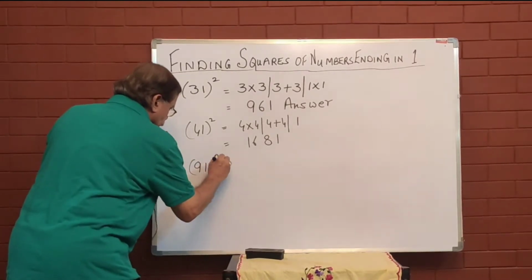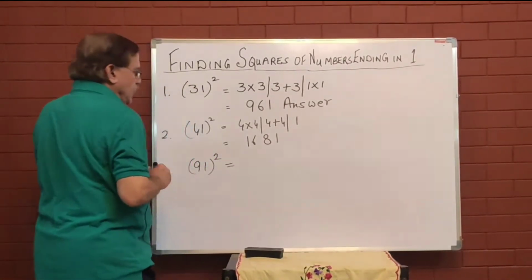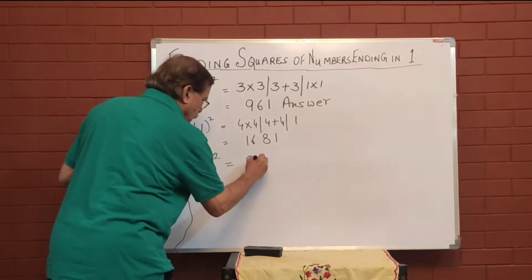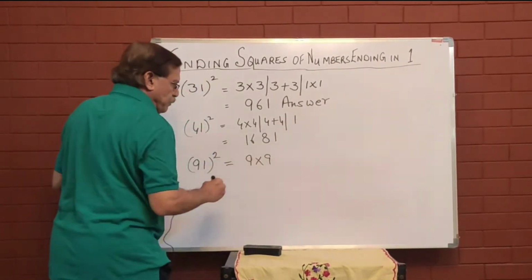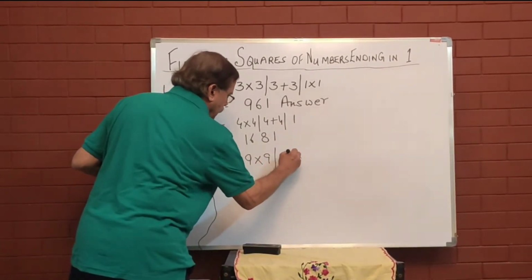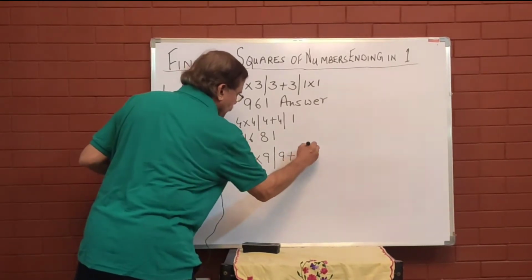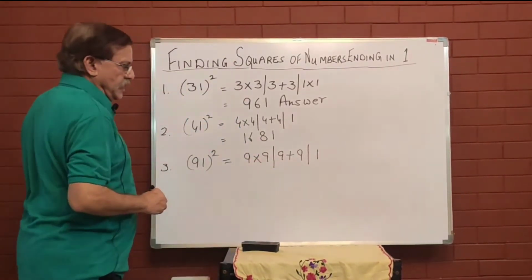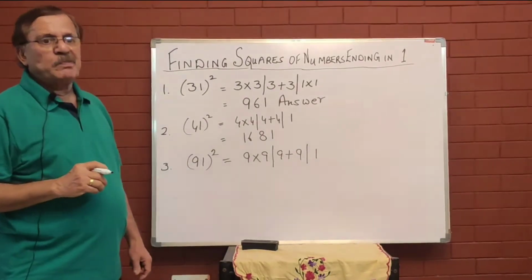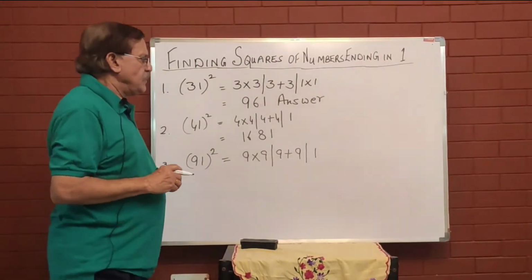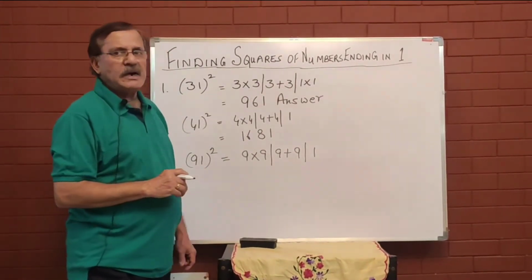The third question: 91 square is equal to 9 multiplied by 9, 9 plus 9, and 1. Now just let me tell you one thing. The second part of the answer should contain only one digit.